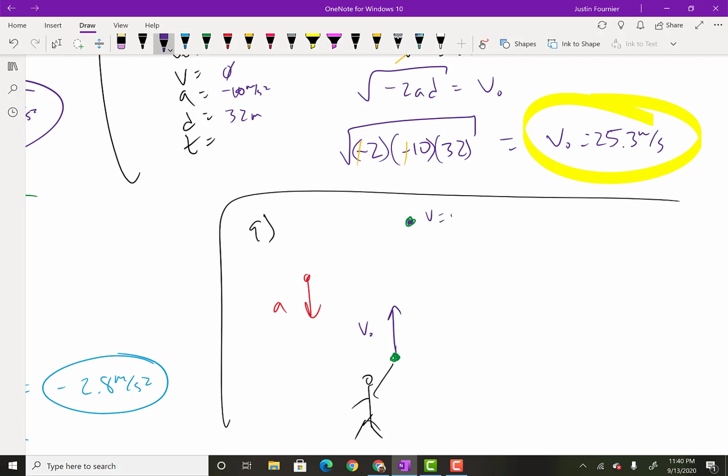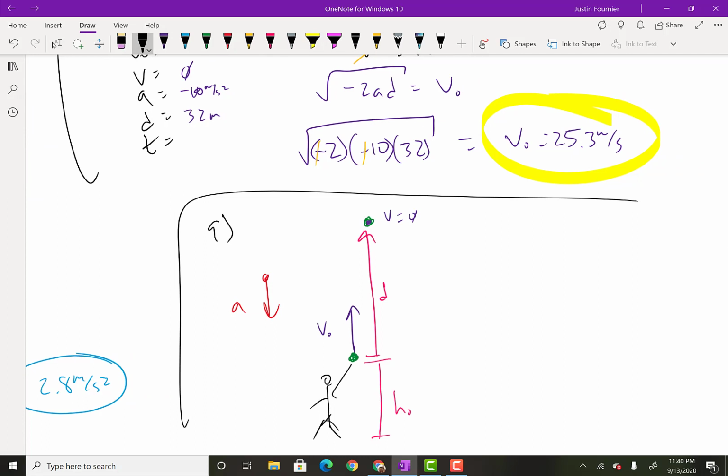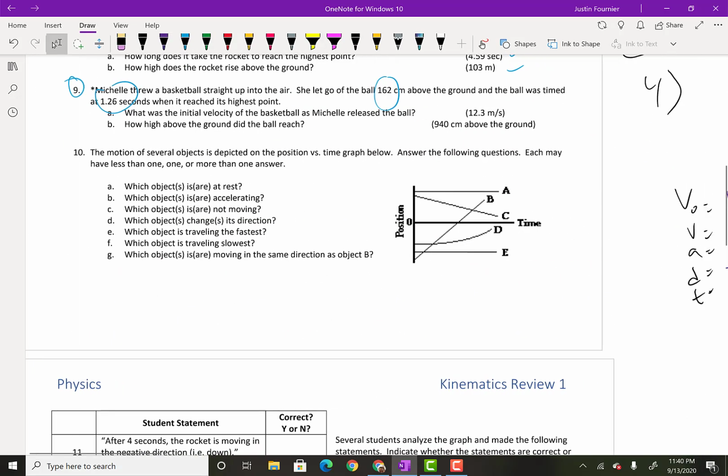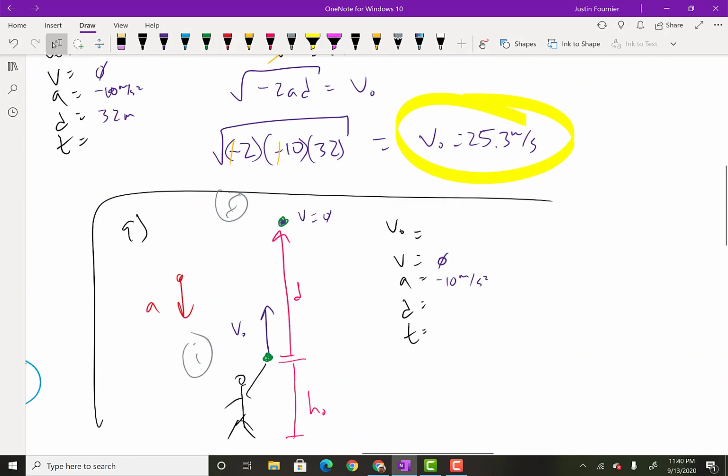Final velocity when it reaches the top, obviously, is going to be 0. We've also got displacement. Let's try and do a displacement right there. But then also, lastly, there's an initial height right here, which we'll talk about a little bit later. Going to make a VOVAT. Oh, and again, this is going to be my initial moment. This is going to be my final moment. So at my final moment, the velocity is 0. Acceleration is negative 10 meters per second squared. 1.26 seconds and 162 centimeters above. So 1.62 meters.